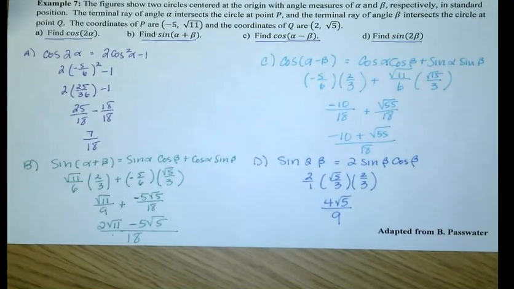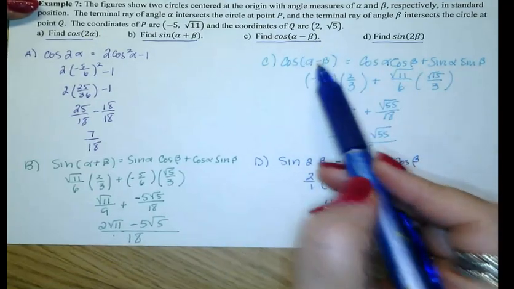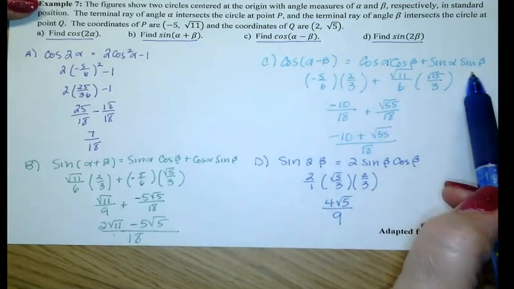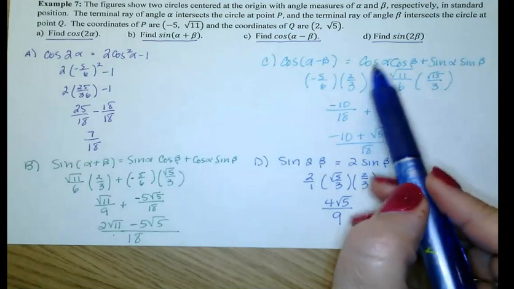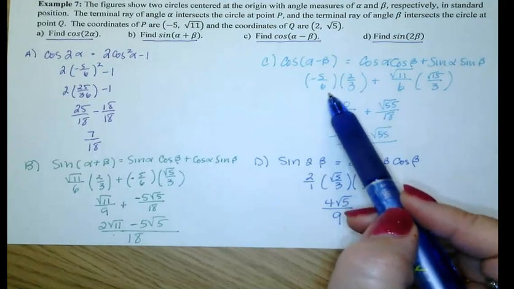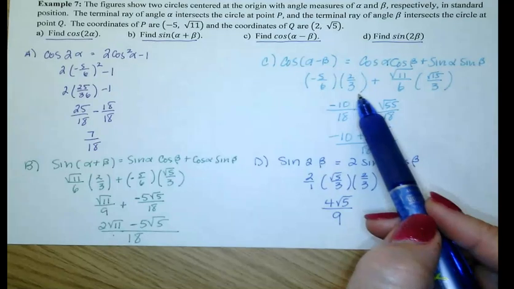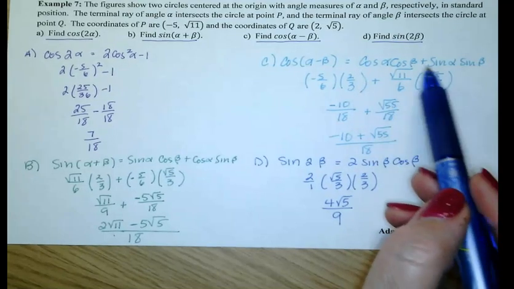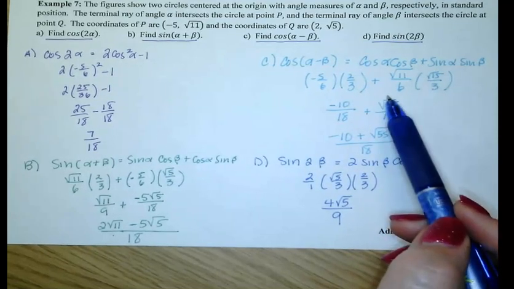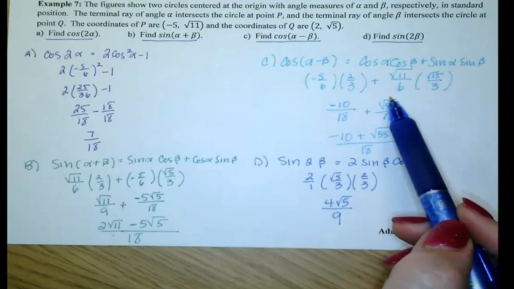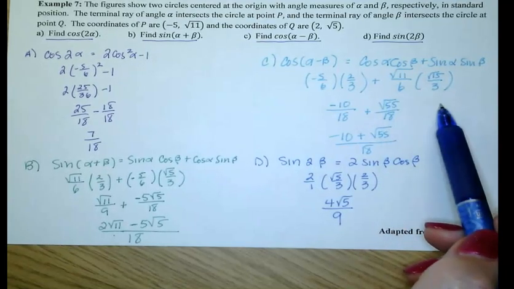Part C is a difference formula. So cosine alpha minus beta. So I finished the identity here, and then I plugged in my values. So cosine of alpha is negative 5/6. Cosine of beta is 2/3. Plus, because that's the connector I was looking up, sine of alpha would be root 11 over 6, and sine of beta would be root 5 over 3.